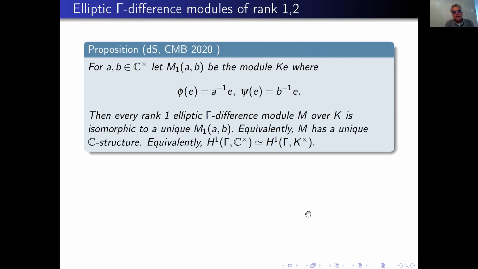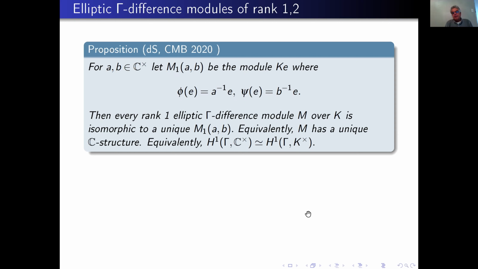In rank 1, let M1(A,B) be the module of rank 1, K times E, and let phi and psi act by scalars, which, well, the convention is that we call them A inverse and B inverse, not A and B, but that's just a convention. A and B are constants, okay? Then every rank 1 elliptic gamma difference module over K is isomorphic to such an example. In other words, it descends to C, and in fact, in a unique way.